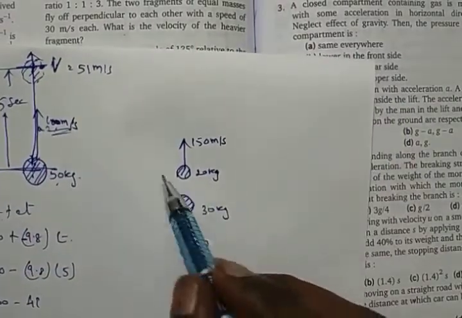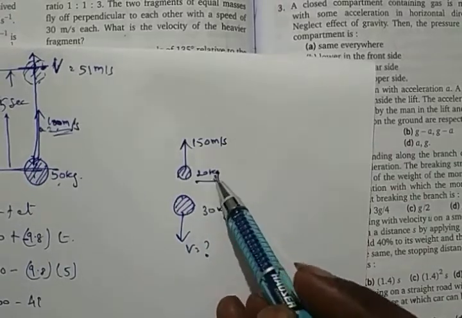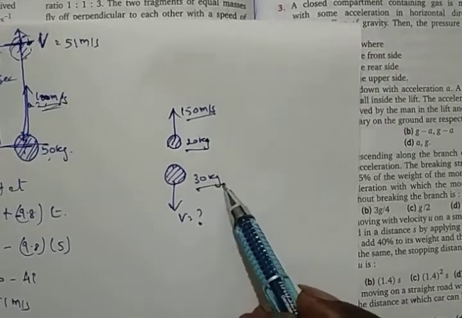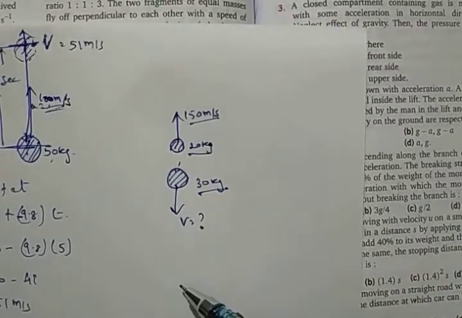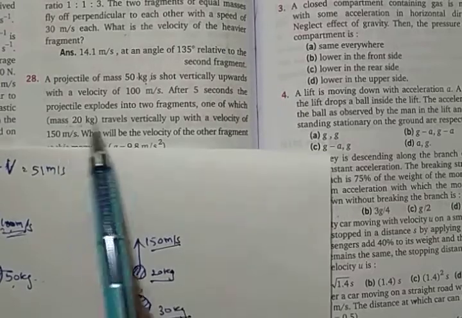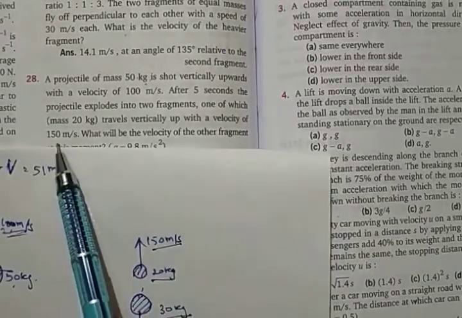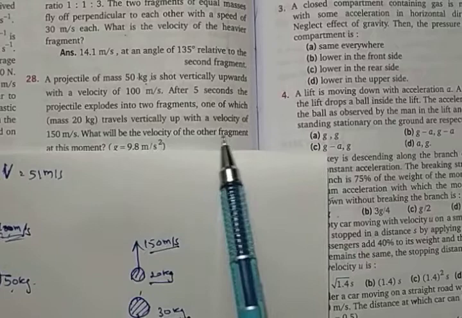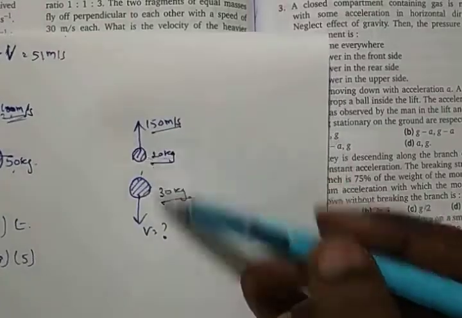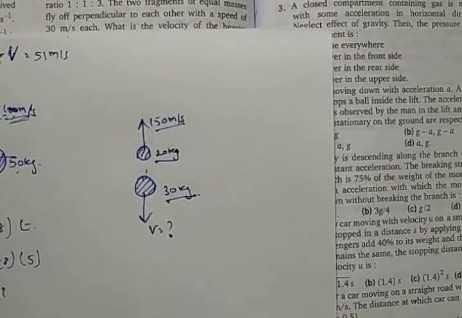It explodes into 2 divisions. One is 20 kg, it goes up with 150 meter per second, and 30 kg it comes straight downwards. So that's the only 2 segments it is given here. 20 kg travels vertically upwards with a velocity of 150 meter per second. And what will be the velocity of the other segment at this moment? The next one will straight away drop down with a velocity here.